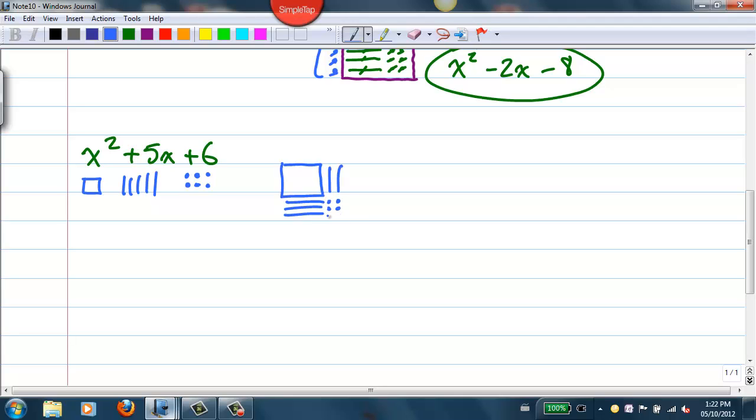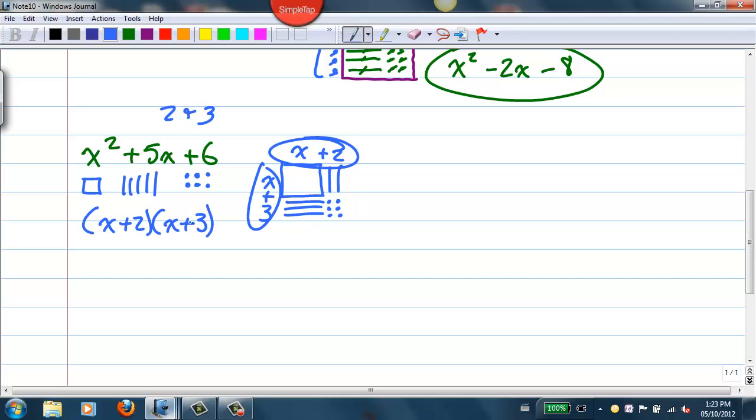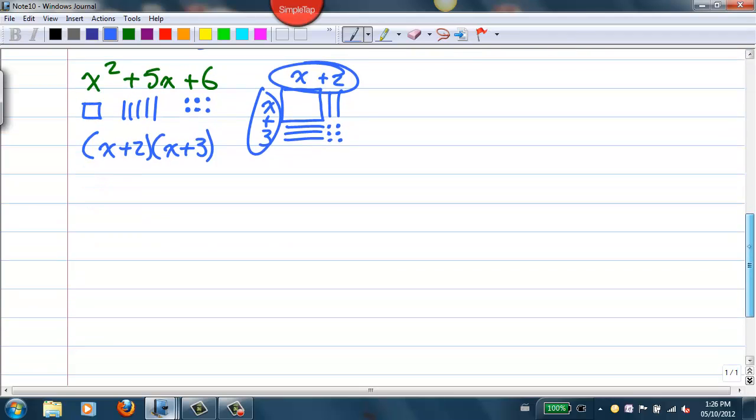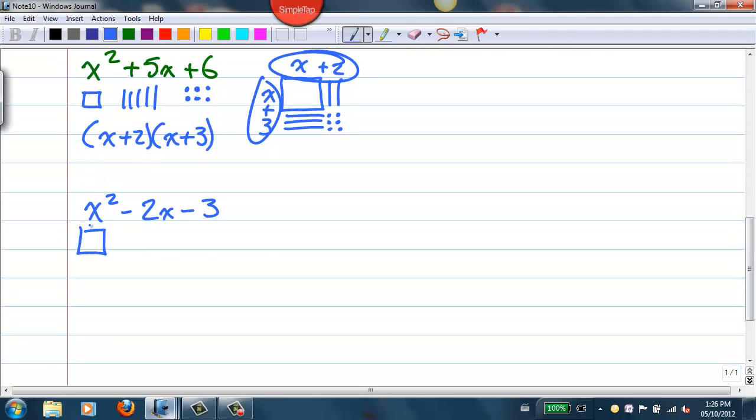If, on the other hand, I show x plus 2 and x plus 3, I get 2 x's on the right, 3 x's down below, and I've got the perfect amount of space for my 6 unit tiles. The dimensions of the rectangle become the factors of that trinomial, x plus 2 and x plus 3. Remember that when we learn to factor, we look for 2 numbers that multiply to give 6 and add to give 5. 2 and 3 work, x plus 2 and x plus 3.